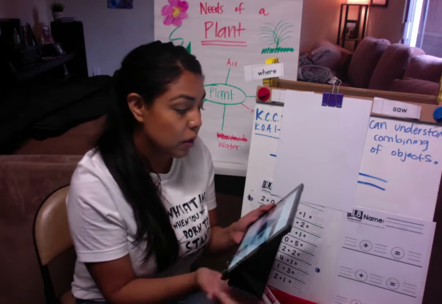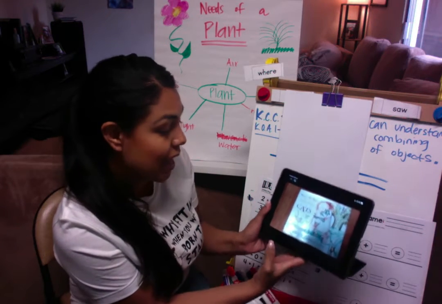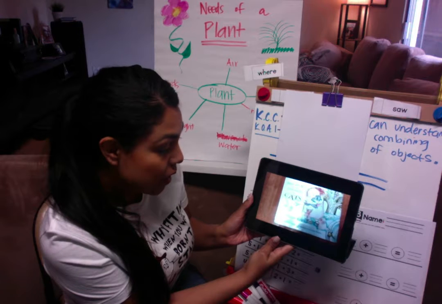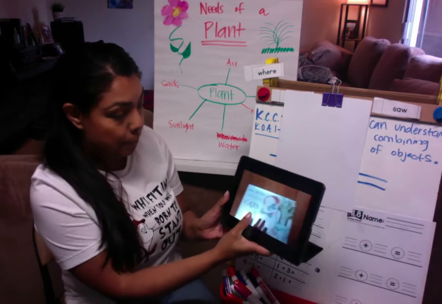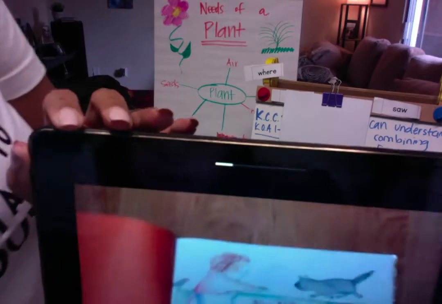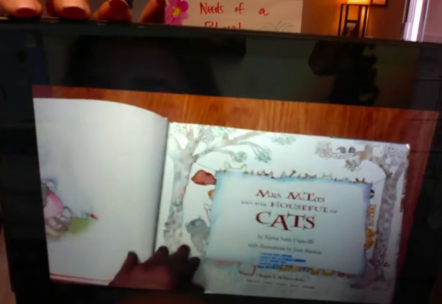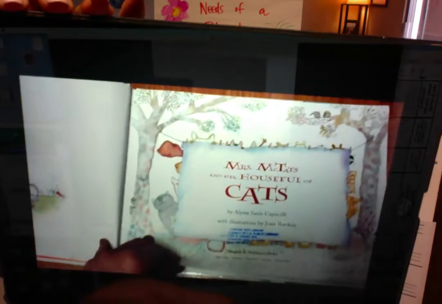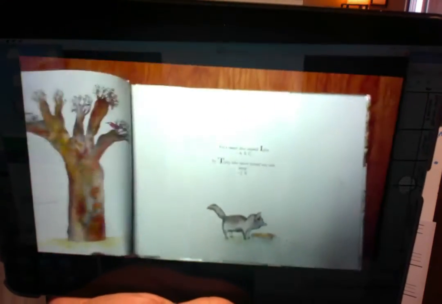All right. So here we go. Mrs. McTat and Her House Full of Cats. This story is written by Alyssa Capulli and illustrated by Joan Rankin. Okay? Can you see it now? Mrs. McTat and her house full of cats. Do you see it? Thumbs up.